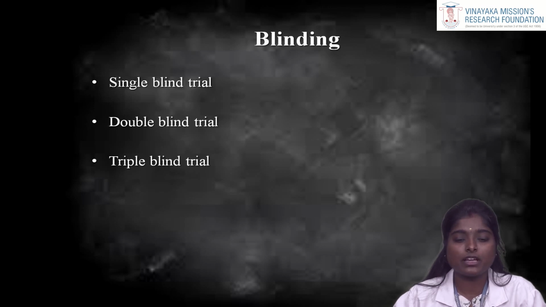Blinding is nothing but where the person is not knowing what is being done in the study. For example, in a single blinded trial, the patient will not know what is the treatment group and what is the control group. In a double blinded trial, the investigator and the patient will not know. In a triple blinded trial, the investigator, statistician and the patient will not know what is the trial.